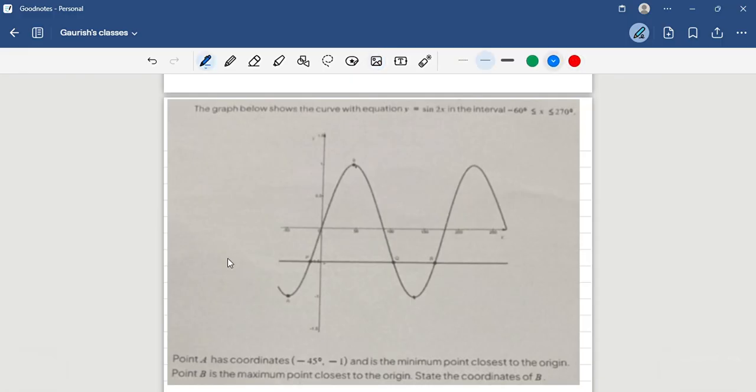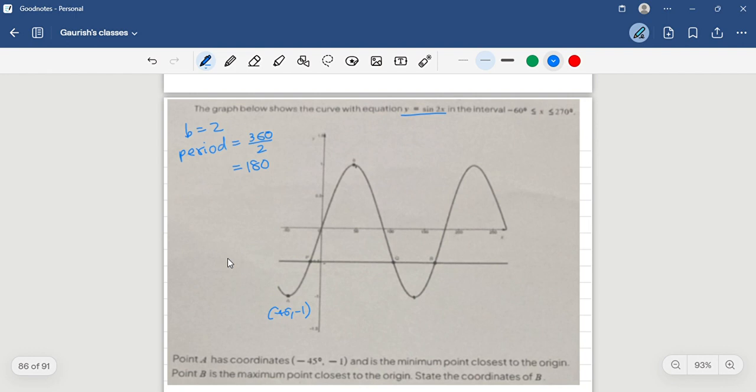So they've given this y is equal to sine 2x, correct? So from this the b value is equal to 2, right? So the period will be what? 360 over the b value. B value is 2. Correct. So what we'll get is the period is 180. Now as the period is 180, they've given us that point A is minus 45 comma minus 1, correct?